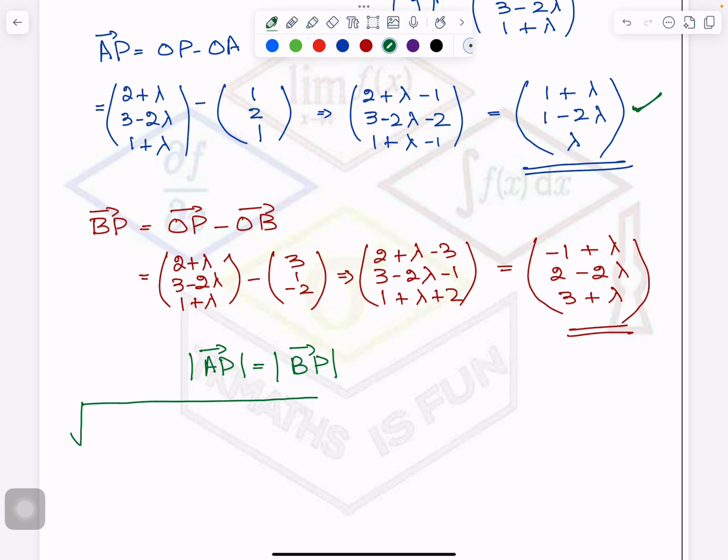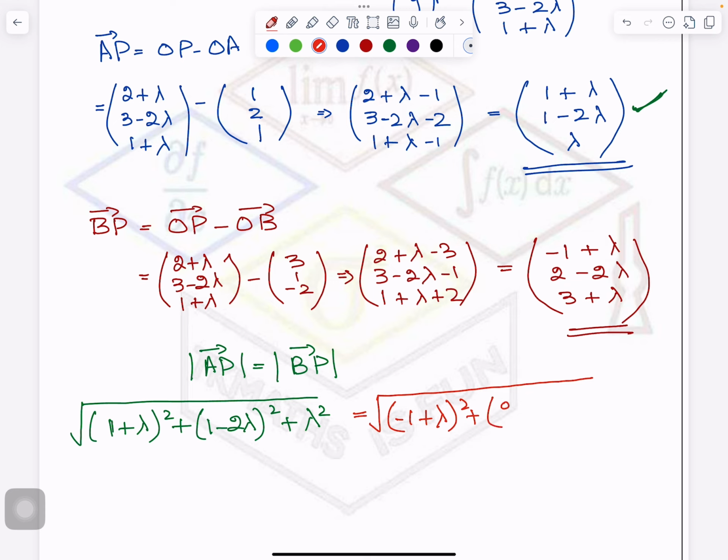This is AP. So I'm going to say, like we do, x square plus y square plus z square. I'm writing it: 1 minus 2 lambda square plus lambda square. So this is AP, and now for BP I'm changing the color so that it looks different and is easily identified. So it is minus 1 plus lambda square, 2 minus 2 lambda square, 3 plus lambda square.